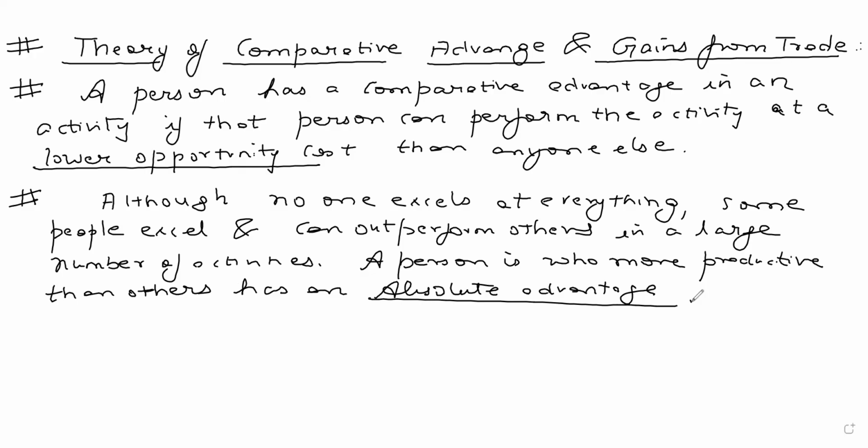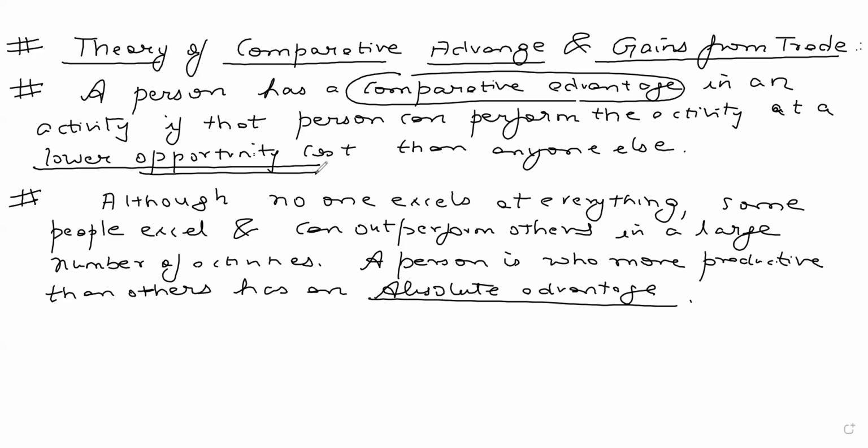In a given hour, if I can do more activities than my colleague, I say that I have an absolute advantage. Comparative advantage, on the other hand, is comparing the opportunity costs. That person who has a lower opportunity cost is said to have a comparative advantage in the production of that activity. But that person who is more productive than others in a large number of activities is said to have an absolute advantage.